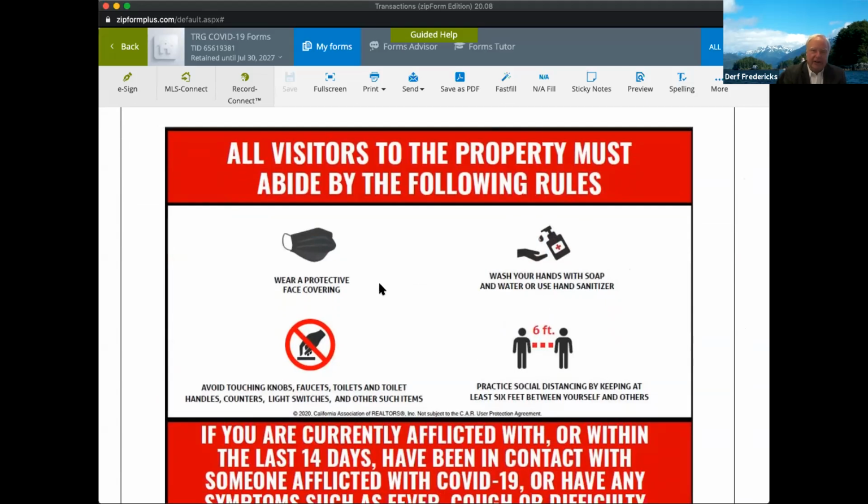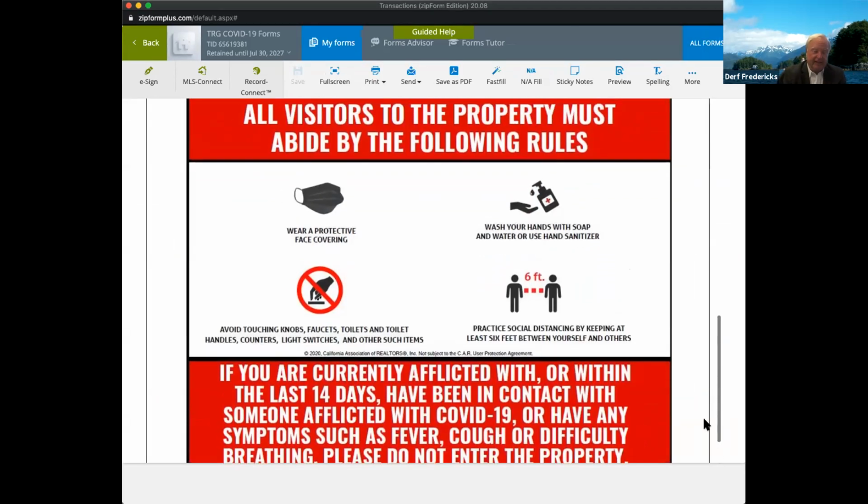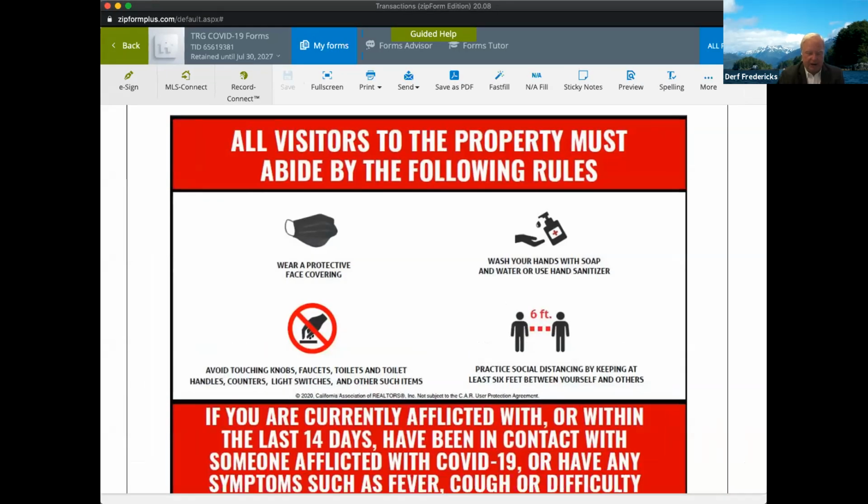So I would, at the very least, provide that hand sanitizer at the entrance of the home. You may also want to provide masks and disinfecting wipes. That's optional, or the seller may want that. And a lot of this depends on the client that you're working with and the attitudes of the seller or your clients in showing their property.